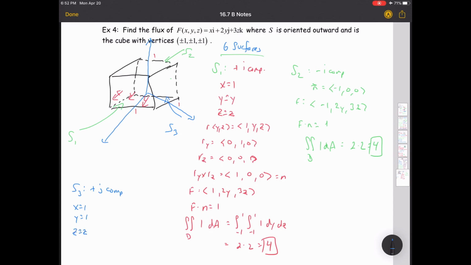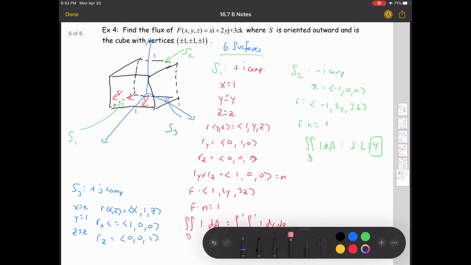So r of x and z is going to be x, 1, z. And then r sub x is going to be 1, 0, 0. r sub z is going to be 0, 0, 1.